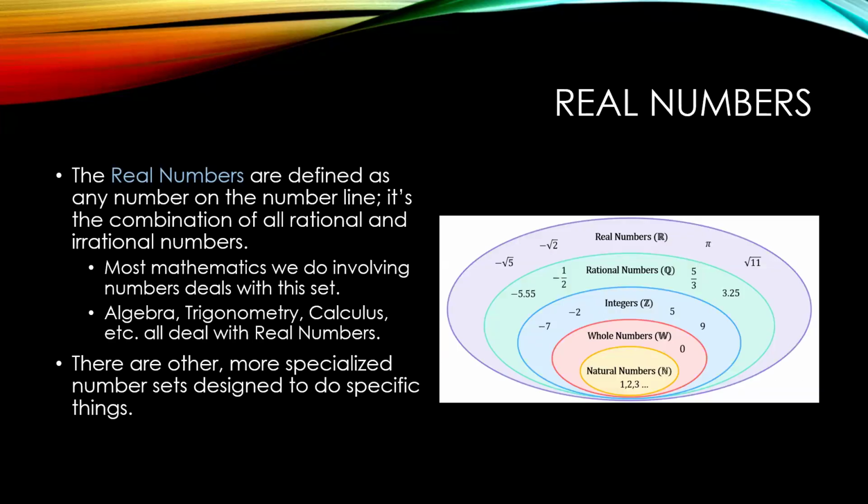A real number is defined as any number on the number line. It's the combination of all rational and irrational numbers. We can think of this as kind of the set of all of the other sets combined. Most math we do involves numbers in this set. Algebra, trig, calculus, all of it is just real numbers. There are other more specialized number sets designed to do specific things, but real numbers will get you pretty far.